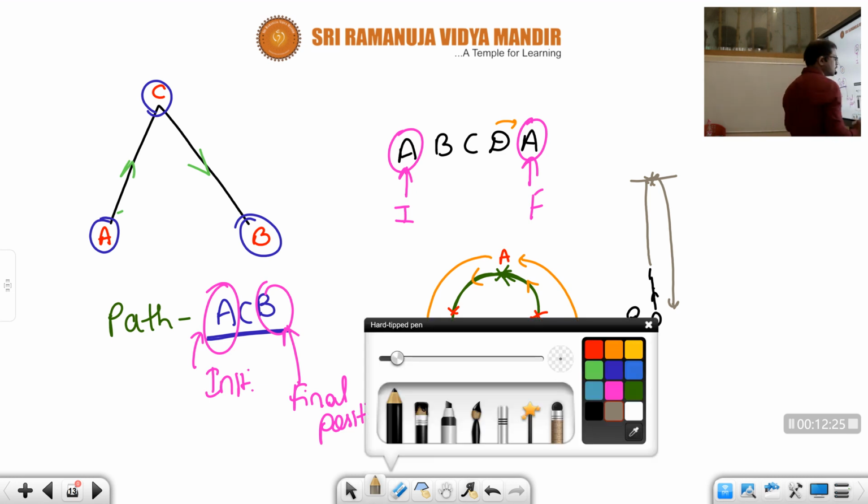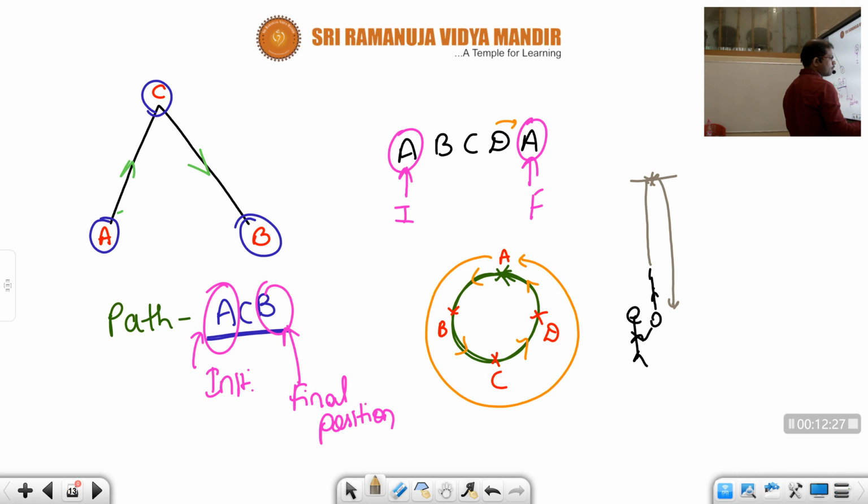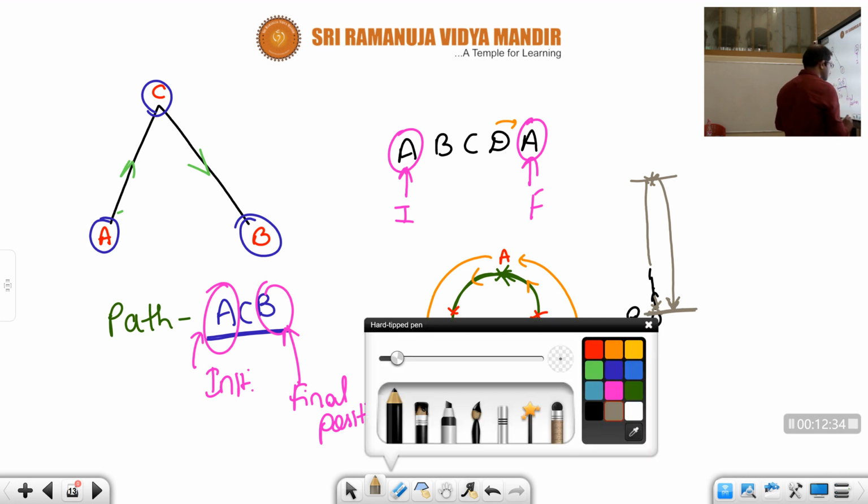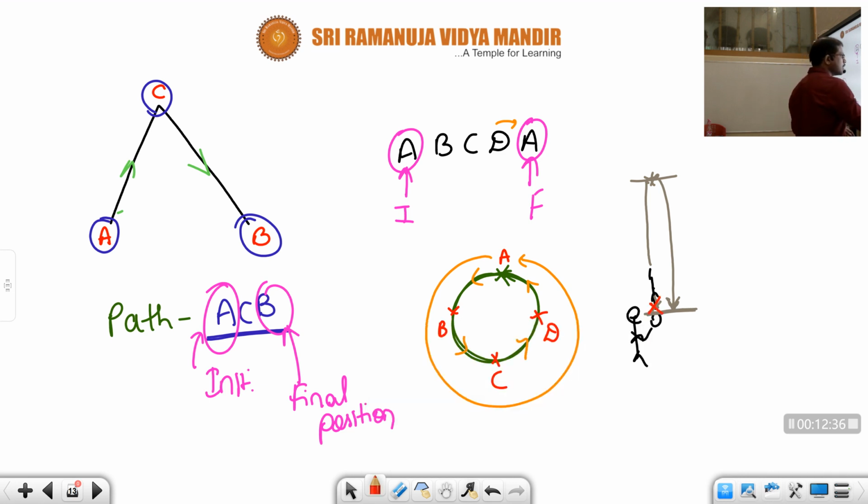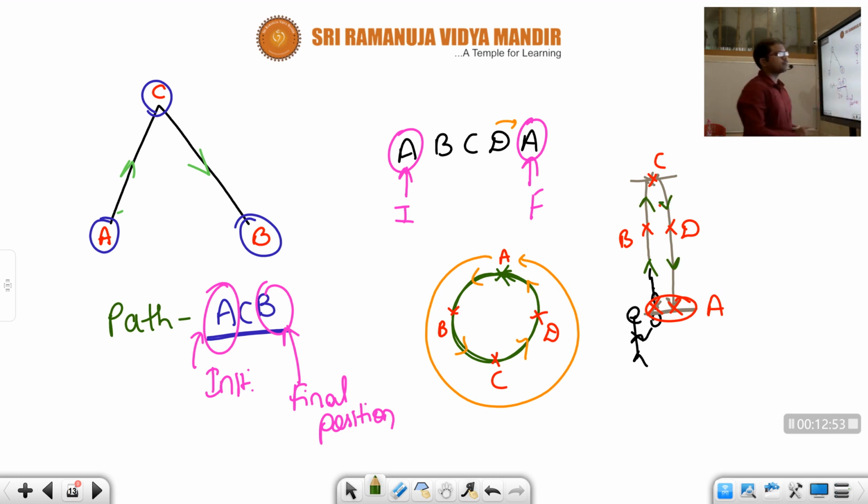So here is a possibility, children: in this case also, from where the journey started for this ball, again it is reaching there only. Even in this case, the initial and final points are the same, that is A. We can take this one B, this one C, this one D. We can think like this: the journey is from A to B, B to C, C to D, and again D to A.